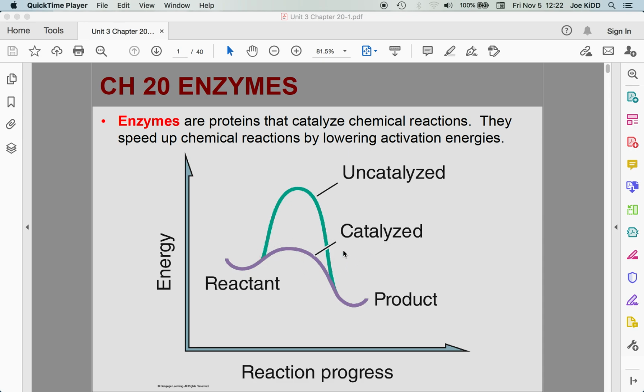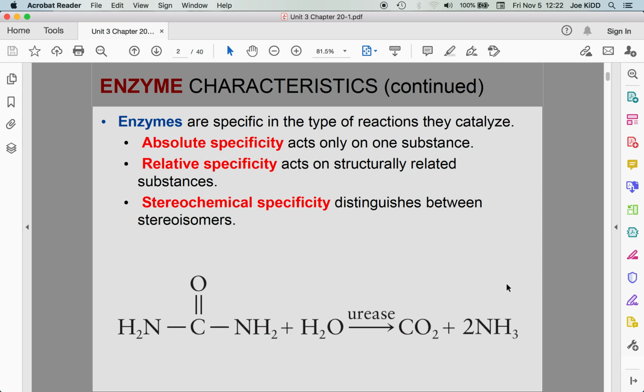Catalysis or catalysts help lower that energy. They lower the activation energy hump, making it an easier energetic process to go from reactant to product. So that is what an enzyme does. Different enzymes act on different things. Enzymes have specific reactions that they do.